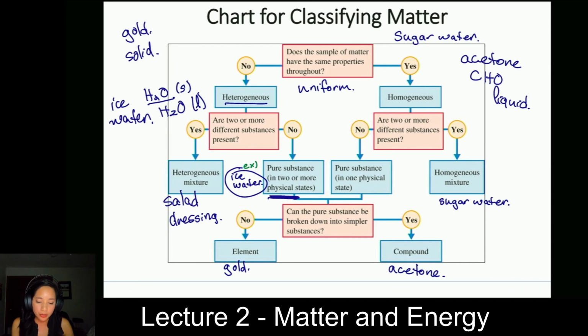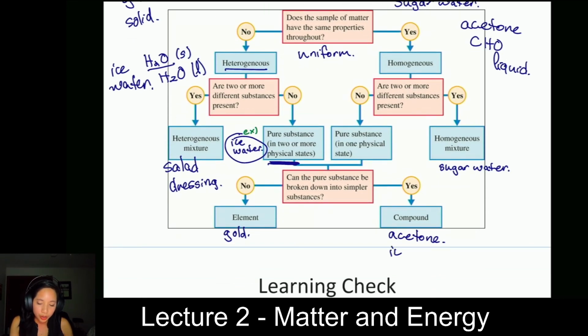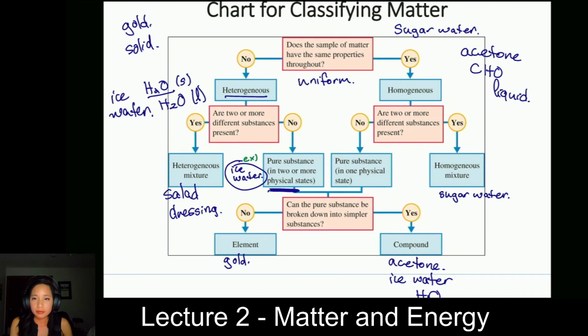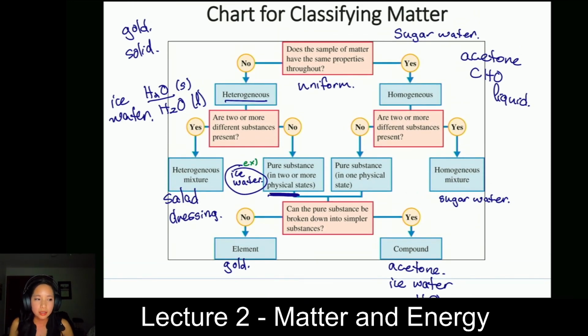So now if we go down the list, can the pure substance be broken down into simpler substances? Yes, water is H2O. There's hydrogens and oxygens. So ice water would in fact be a compound because water is H2O. All right, so that's how that chart works. You might go about trying to figure out whether things are mixtures or pure substances differently, but this kind of summarizes how you would go about that.